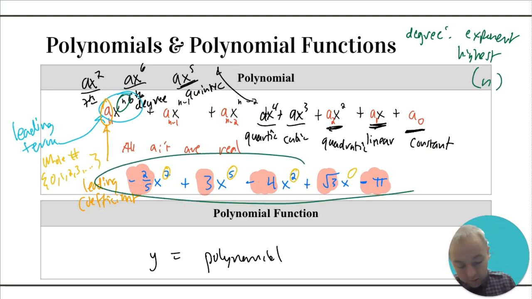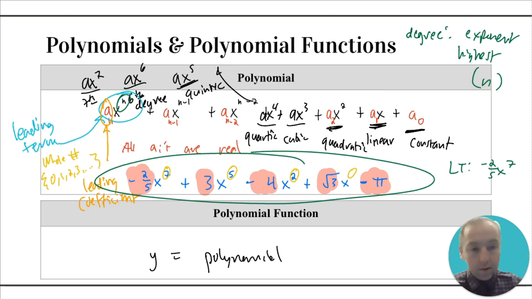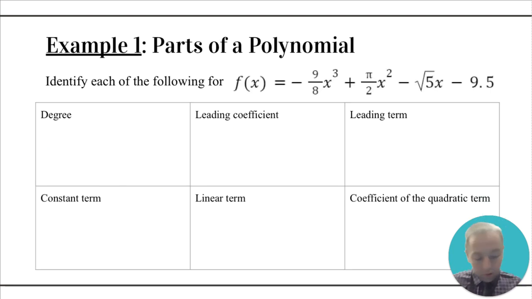So in this polynomial right here, we would say that the leading term would be negative 2/5 x to the 7th, because that's the term that has the highest exponent in it. The leading coefficient would be negative 2/5, and the degree of the polynomial would be 7, because it's the highest exponent, okay?